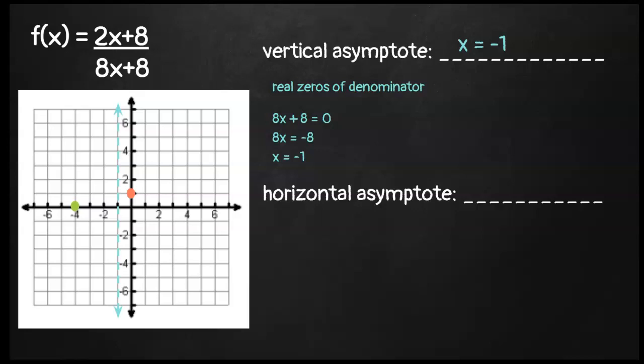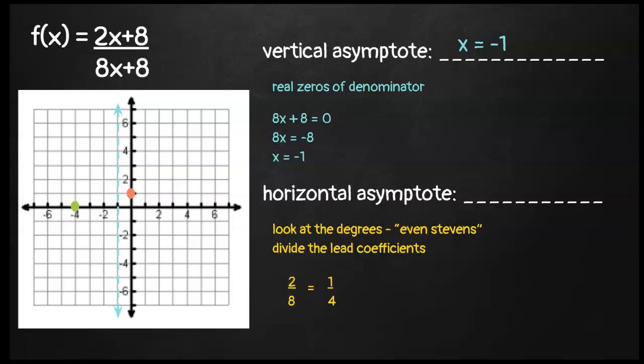Now with my horizontal asymptotes, you have to look at the degrees of your function, so looking at the exponents. In the numerator, I have an exponent of 1, as well as in the denominator. So that's what we kind of call even Stevens. My degrees are the same, so in this situation I'm going to divide the lead coefficients. So 2 over 8 simplifies to 1 over 4. So my horizontal asymptote is right at y is equal to 1/4. Again, a dotted line going horizontally.